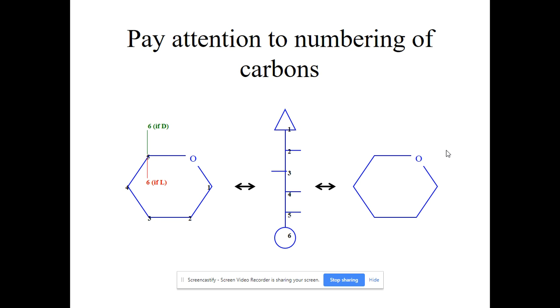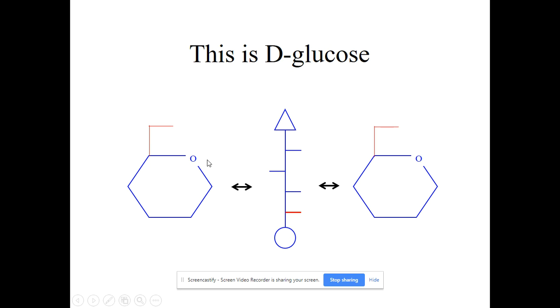Then, not a bad idea to number your carbons, and don't forget, carbon number 6 will be up and out of the ring if it is in the D form, and down and out of the ring if it is the L form. This is D-glucose. That means carbon number 5, the hydroxyl on carbon number 5, is pointed to the right. So we are going to have flag up.